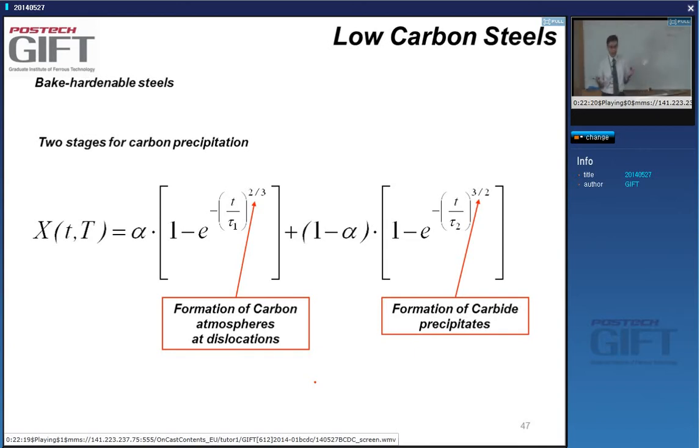And all right. Now, the situation in practice is that what happens at room temperature when I make a panel, yes, I have carbon atoms and I've introduced some dislocations. What happens at room temperature? Well, at room temperature, there is a phenomenon that we call Snoek ordering. Snoek ordering.